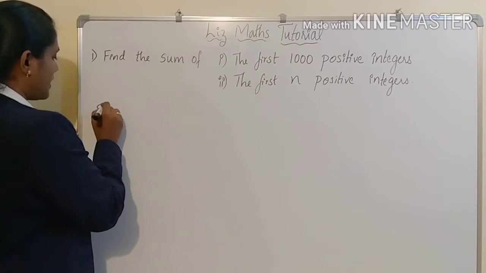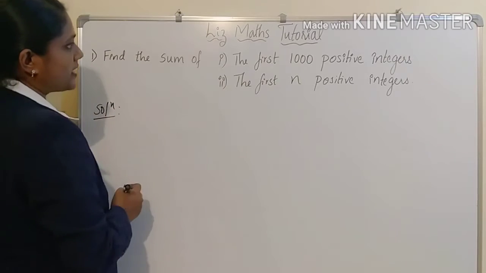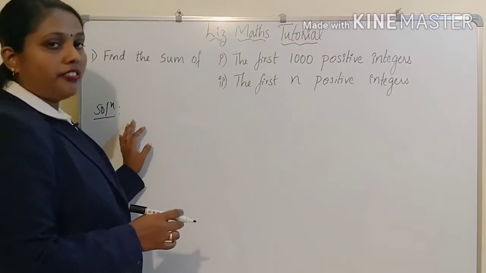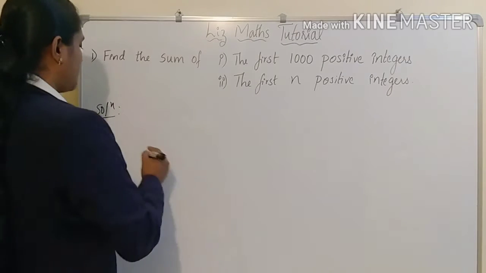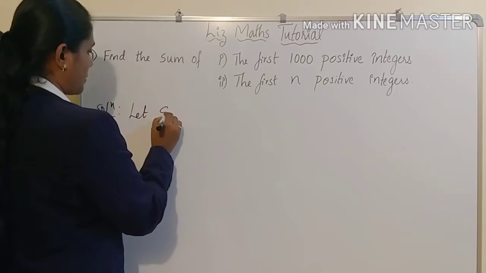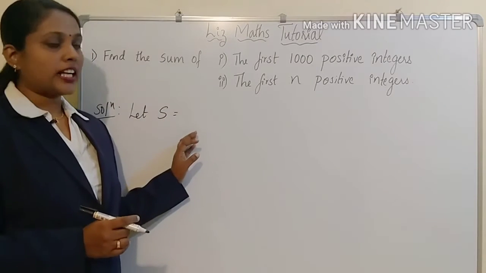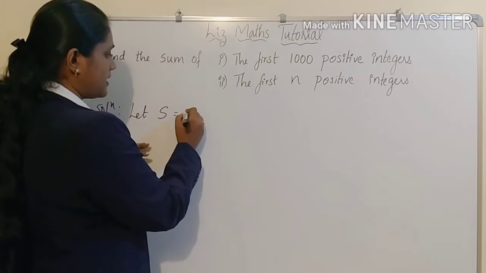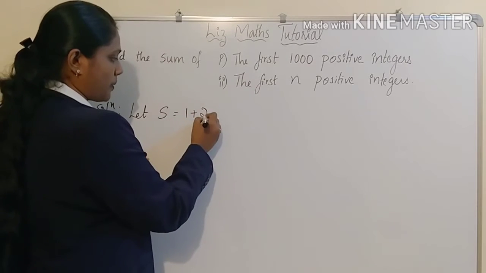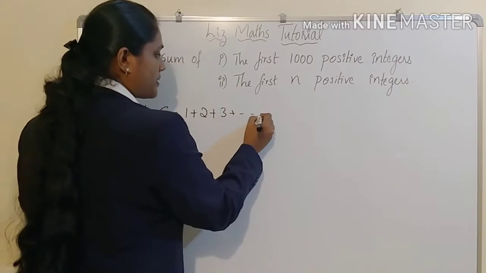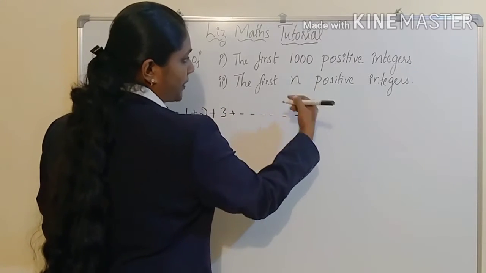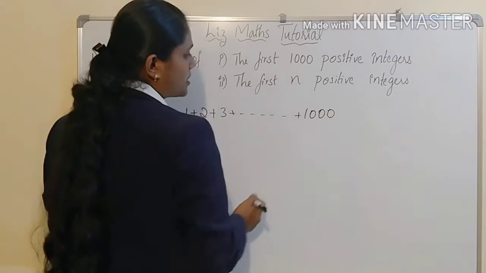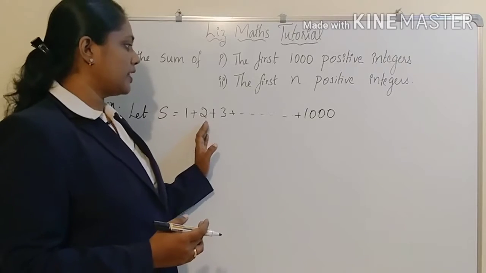What solution do we have to go for here? See here, the first 1000 positive integers. We know that, let S be the sum of the 1000 positive integers. I am taking the sum of those positive integers. The first one is 1, next is 2, 3, continuing up to where? Up to 1000. The first 1000 positive integers. So you have to take the 1000 numbers from the beginning to 1000.